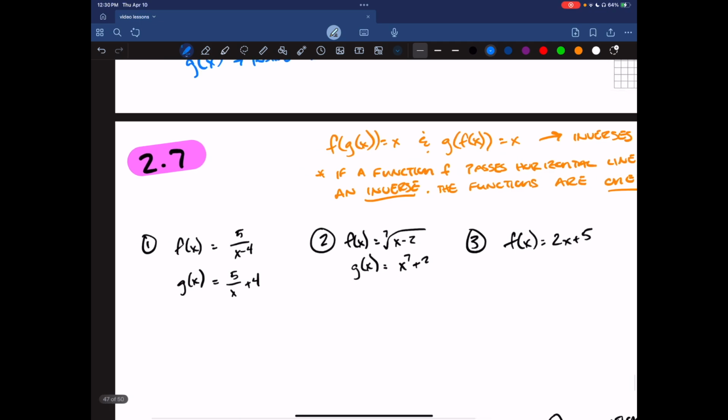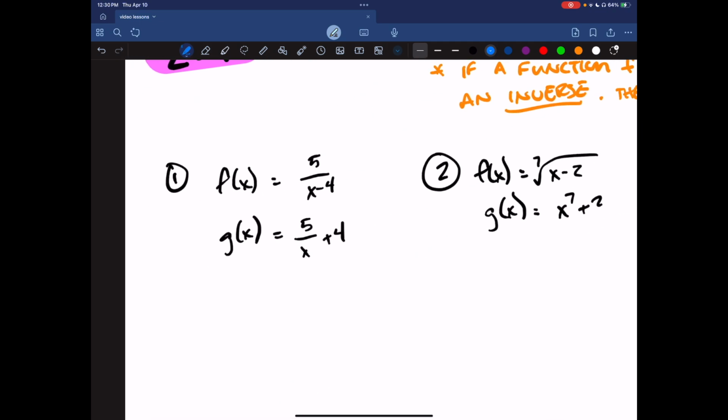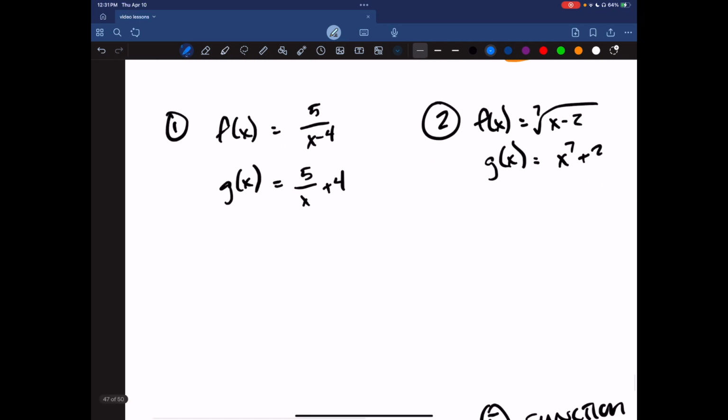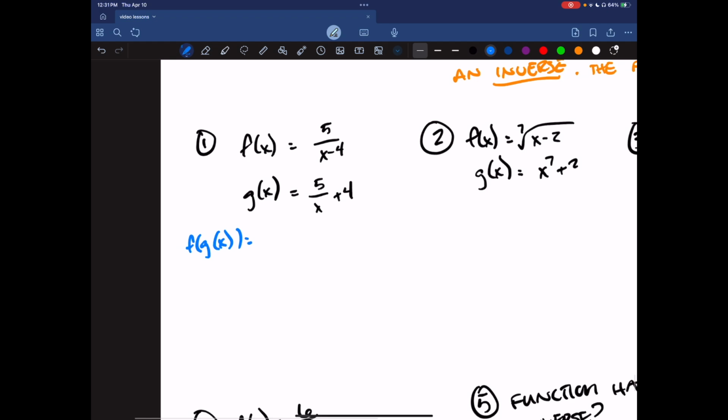Okay, so let's look at number one. So I'm going to try that. I'm going to plug g into f and then f into g and see if I can't get an x to show up both times. Okay, so I'm going to find f of g of x. And so that's going to be 5 over 5 over x plus 4 minus 4. Okay, so obviously the 4s are going to cancel out.